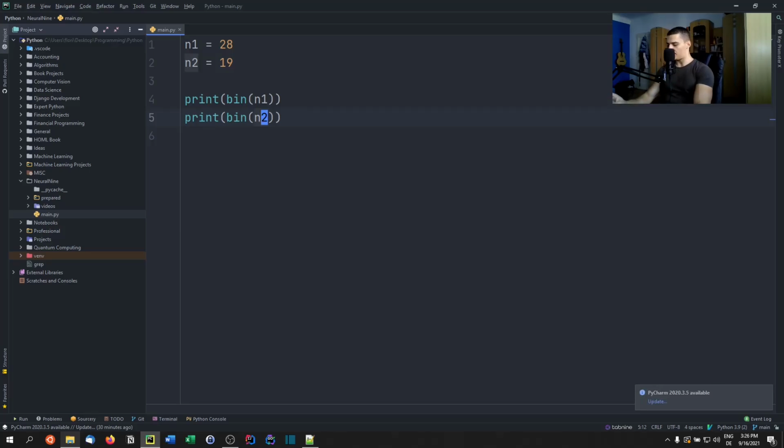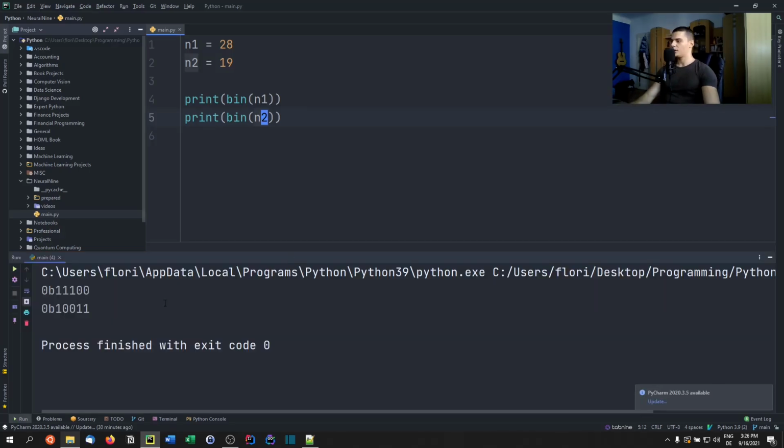If I run this, you will see down here we get the binary representation. We get 0b as a prefix, and then we get 11100 for 28, and 10011 for 19, as we saw. Now, if I want to remove the 0b, I can just start from the second position, like that.